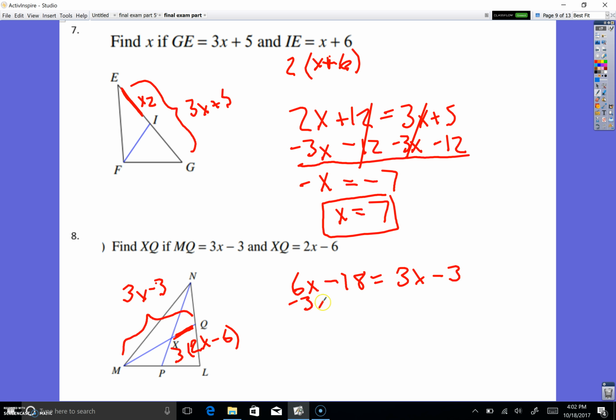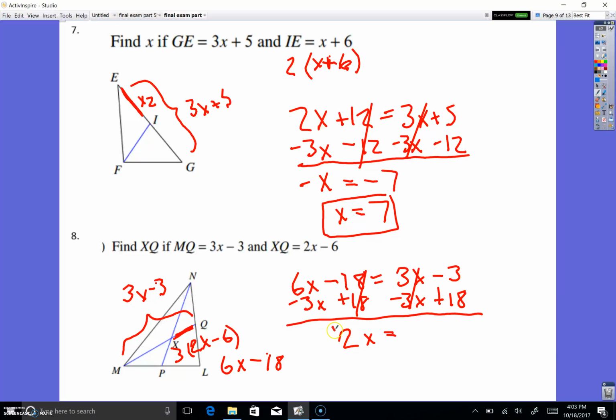I subtract 3x, I add 18. Subtract 3x, add 18. Okay, so then this cancels, this cancels. And you have 2x is equal to, did I do something wrong? M cubed is 3x minus 3. And x cubed is 2x minus 6. Oh, yeah, that should be 6x minus 18. So that should be correct.